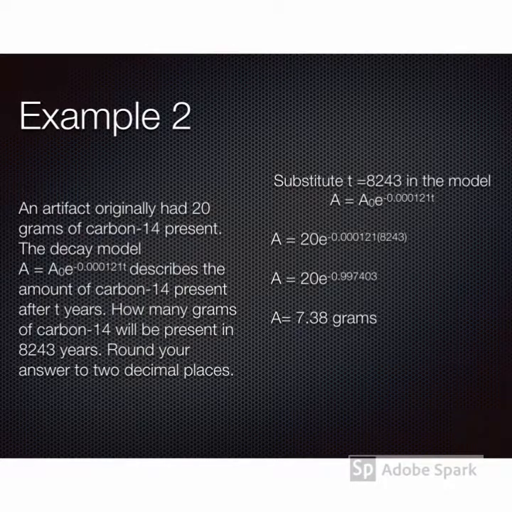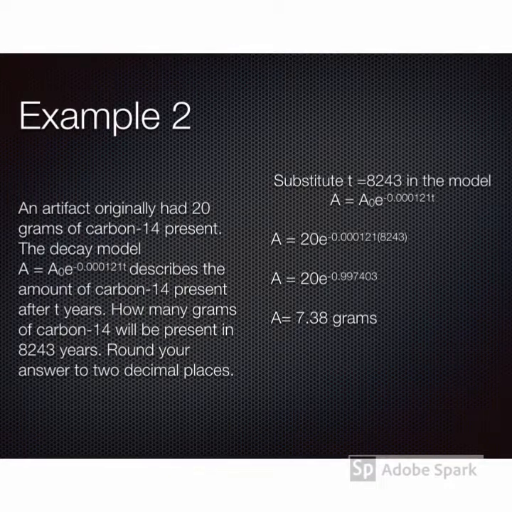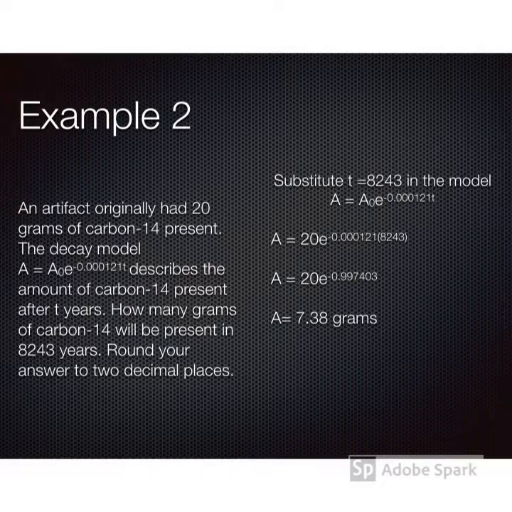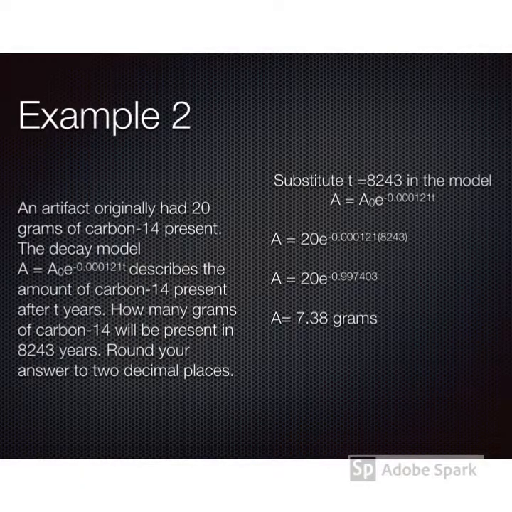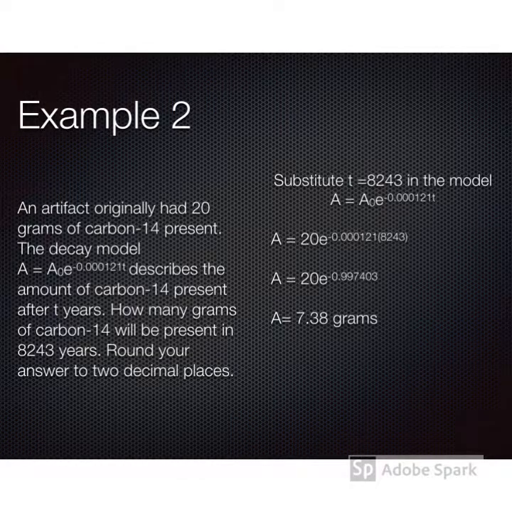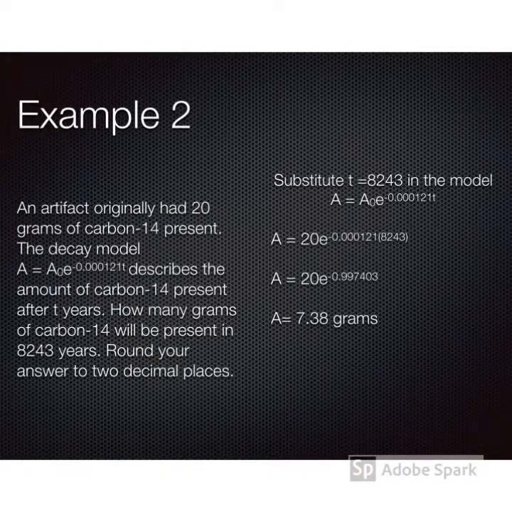As I said before, this can be used for growth or decay. This time it's used for decay. Now let's look at how this was set up. We have to substitute t equals 8,243 in the model that is given to us.